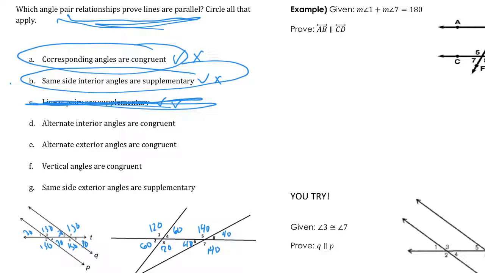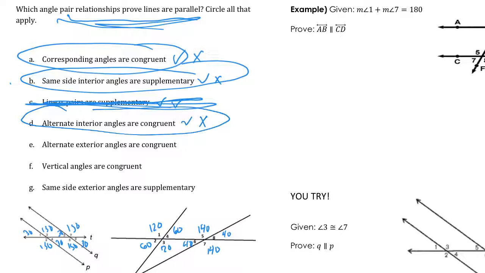Alternate interior angles congruent. 3 and 6, they're both 150. 4 and 6, ooh, 60 and 40. Those are not equal. So this is true when they're parallel, not true if they're not. So it proves, yep, they're parallel.